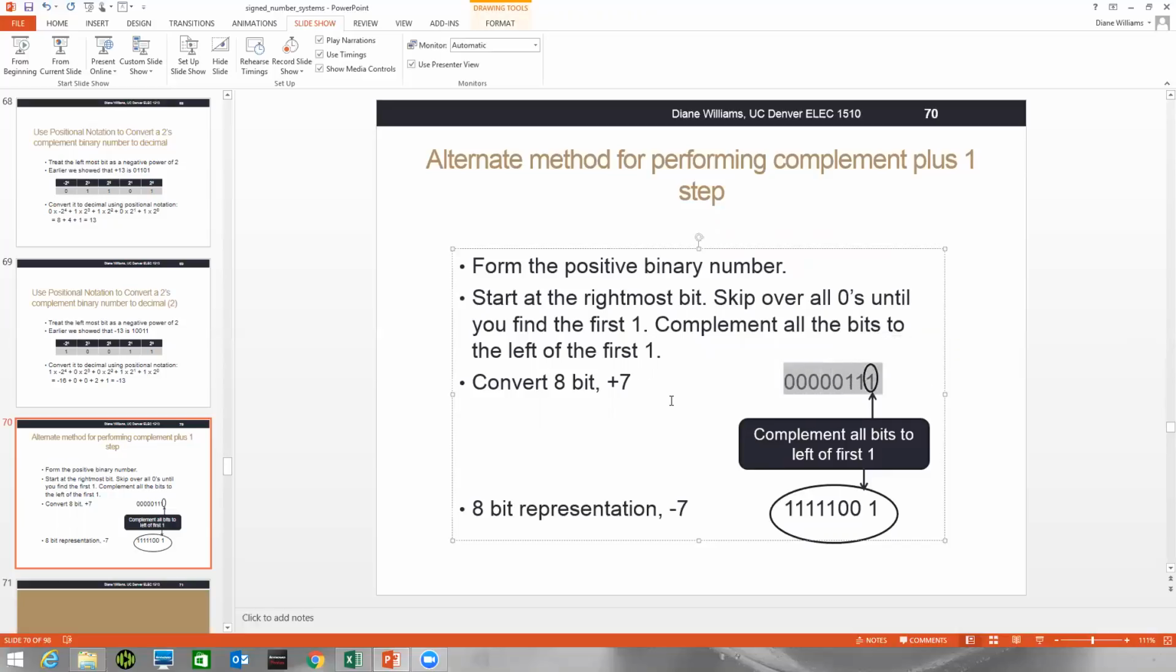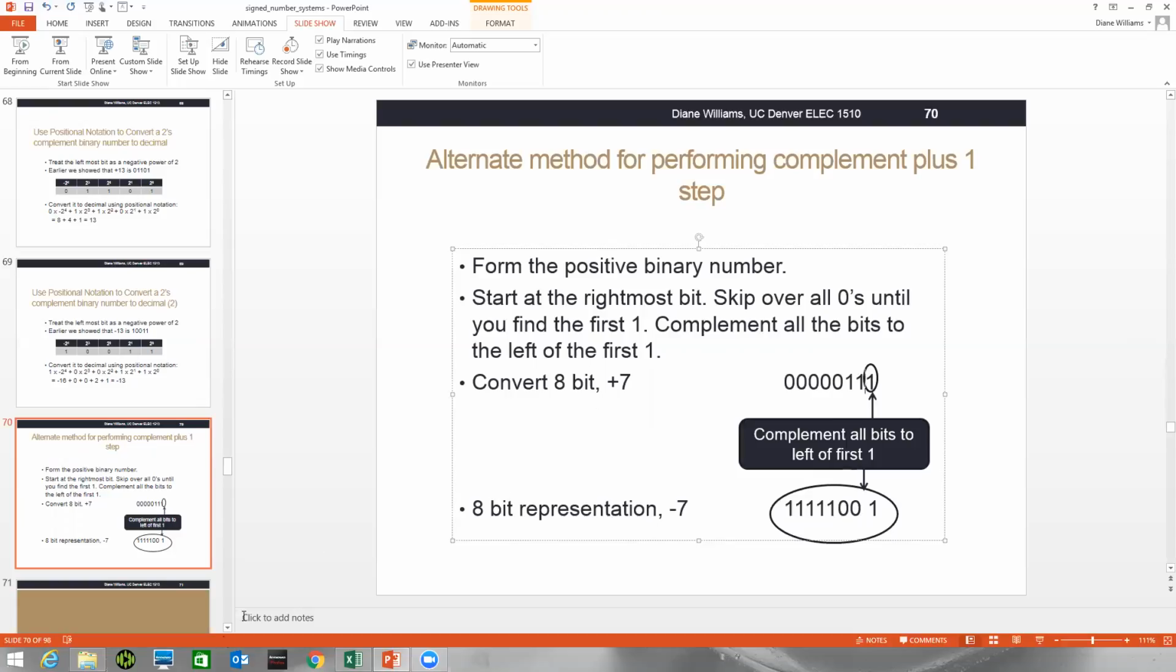So remember our 8-bit version of positive 7? We start at the rightmost bit, and we skip over all zeros until we find a first 1. We complement all the bits to the left of the first 1. So we're going to maintain the first 1. So the first 1 we maintain, it goes here. And then we complement all of these bits to the left. So all of these bits to the left become complemented. And this is an 8-bit representation of minus 7. It's an easier way to form a negative number.